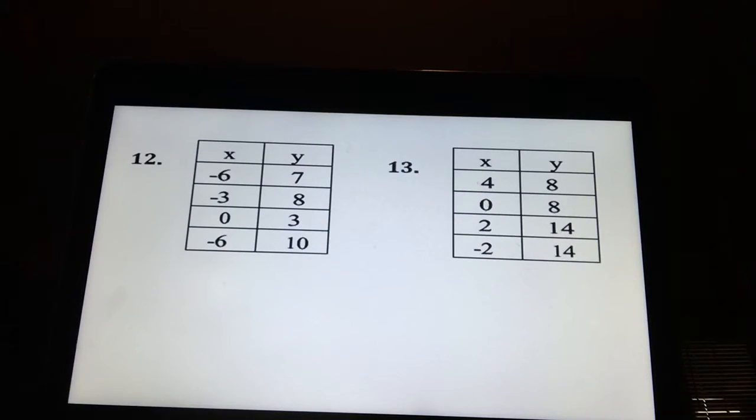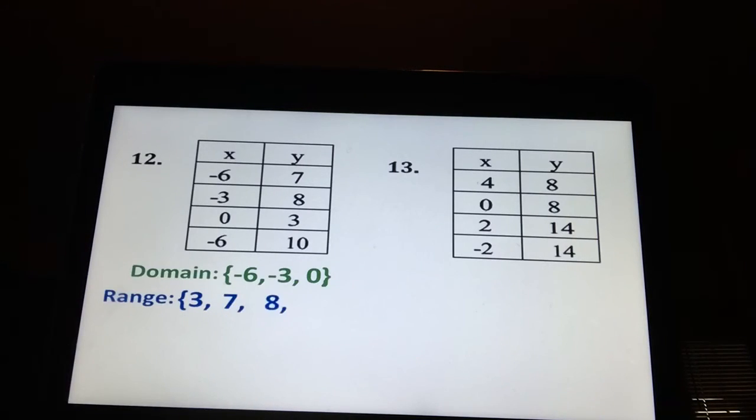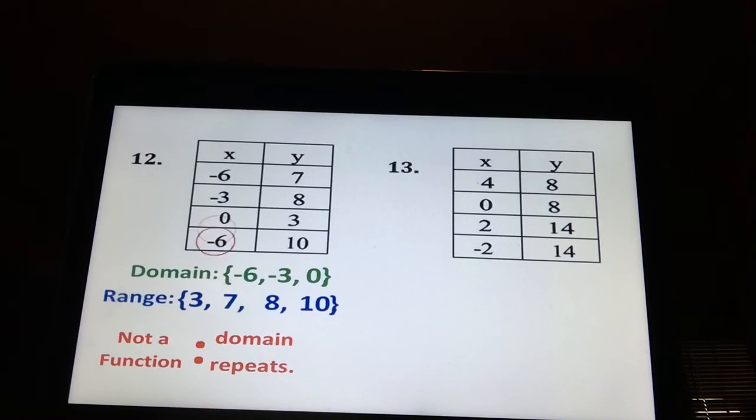Alright, now for number 12, the domains, we have the smallest one is negative 6, then we have negative 3, then we have 0, then we have negative 6 again, but again, we do not write that one twice because of the fact that we already have it in the domain set. The range, again, we have to put these in order. The smallest one is the positive 3, then the 7, then the 8, and then the 10. Alright? Now in this one, we're going to say that it's not a function because the x does repeat, the domain does repeat right here and right here with the two negative 6's.